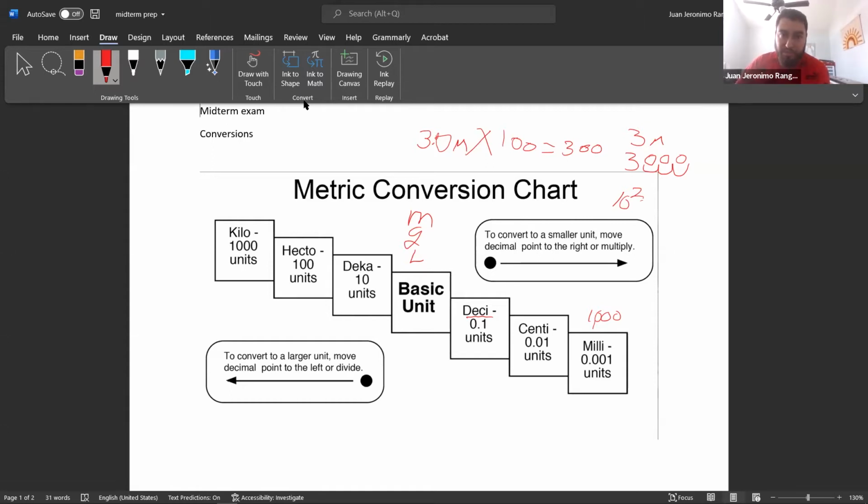And as you've seen, the number gets bigger if you're going in this direction, and it gets smaller if you're going this direction. So if I was to ask you, convert 1,000 meters to kilometers, you would move over once, twice, 3 times, and you get 1 kilometer. So the number got smaller when you go to a larger unit. The number gets bigger when you go to a smaller unit. Make sense so far?